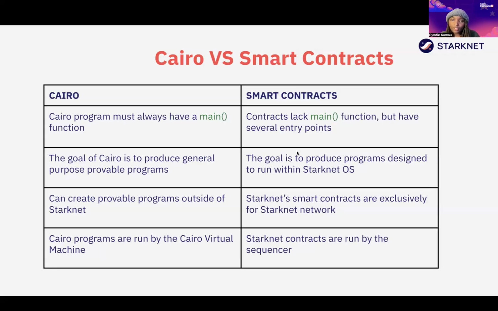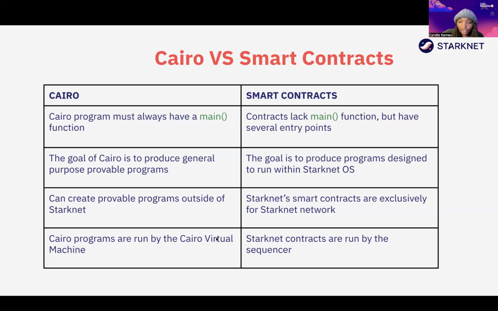But when it comes to smart contracts, the goal is not really to have general purpose provable programs per se, but just to produce programs that are specific to Starknet, so you can run them through the Starknet operating system, right? So that's another difference between Cairo and smart contracts in general. Because Cairo is a general purpose language, you can build programs outside of Starknet. It doesn't have to be specific to Starknet. You can just create general programs, okay? But the way you write a smart contract, it's exclusive to the Starknet network, okay?